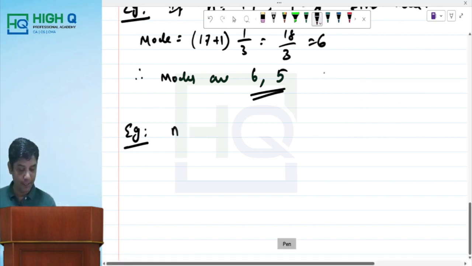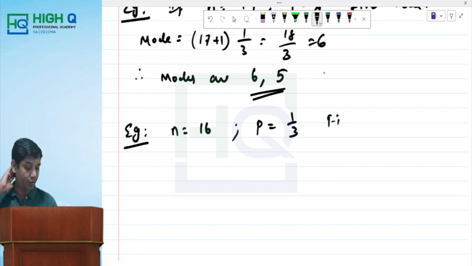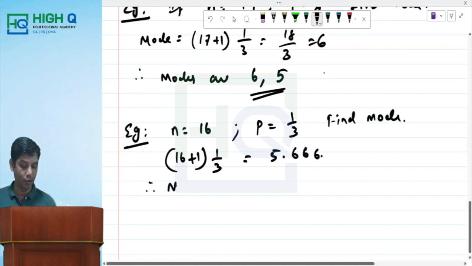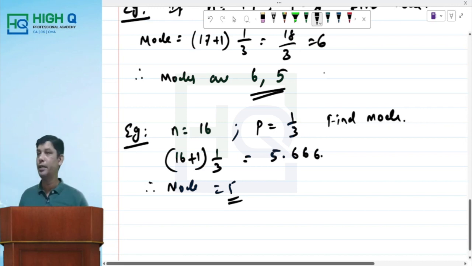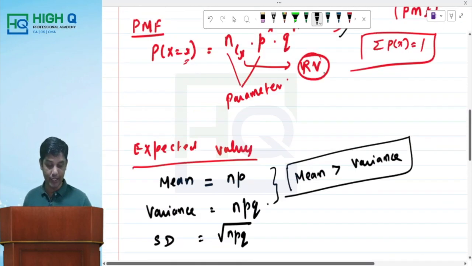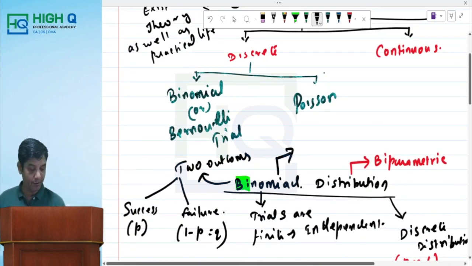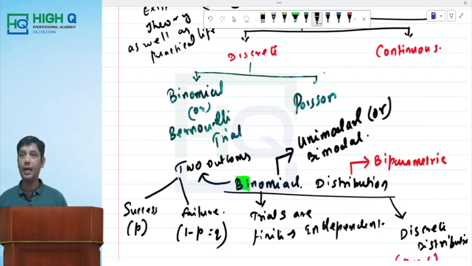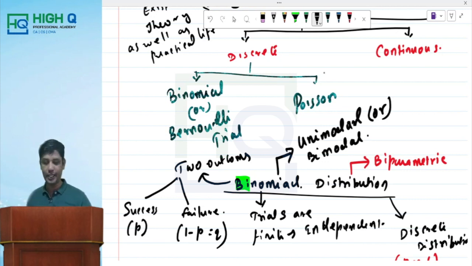For example, n is equal to 16, p is equal to 1 by 3. Find the mode. So what is it? 16 plus 1 into 1 by 3. What exactly are we getting? 5.6666. So what is the mode? Only 5. That's it. It's unimodal. Because it is non-integer, non-integer means we take the highest integral value. So binomial distribution, my dear, can be unimodal or bimodal.